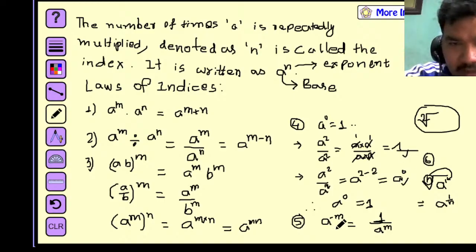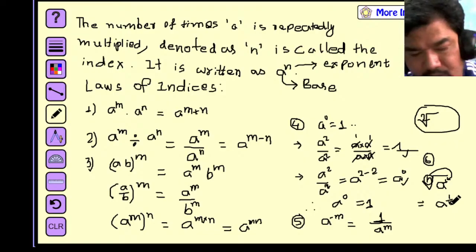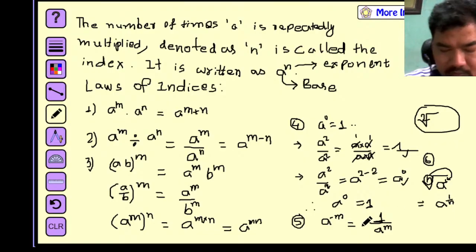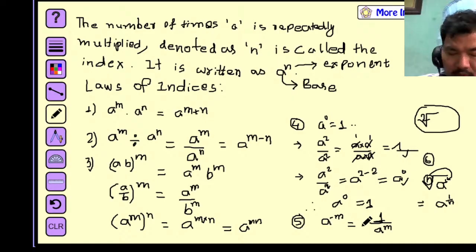Its power is minus m, and when you take it down, it will be 1 by a to the power m. And here, look at this, the radical symbol, root. This is the nth root of a to the power 1. Then when you cancel the root, this order will come below the power. If it's 1, then below the 1 there is n. This is the way to find out. Okay, children.